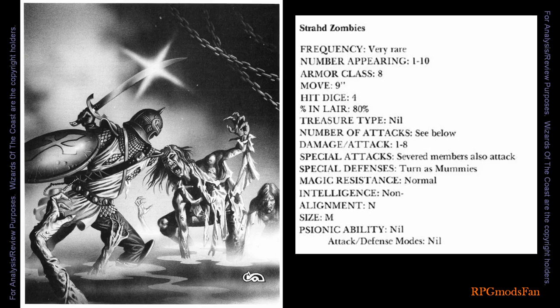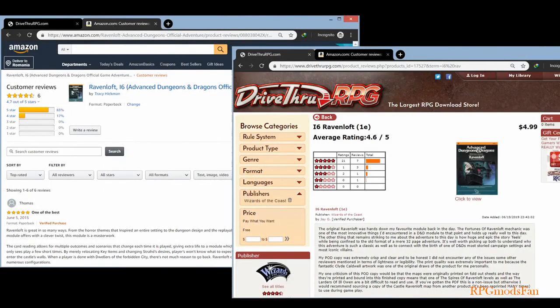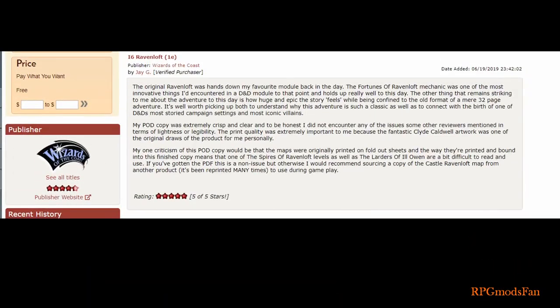The I6 module received great ratings on both Amazon's and DriveThruRPG's websites, averaging a 4.6 out of 5 stars between the both of them. There were many customer comments. I will only partially read 2 notable ones.